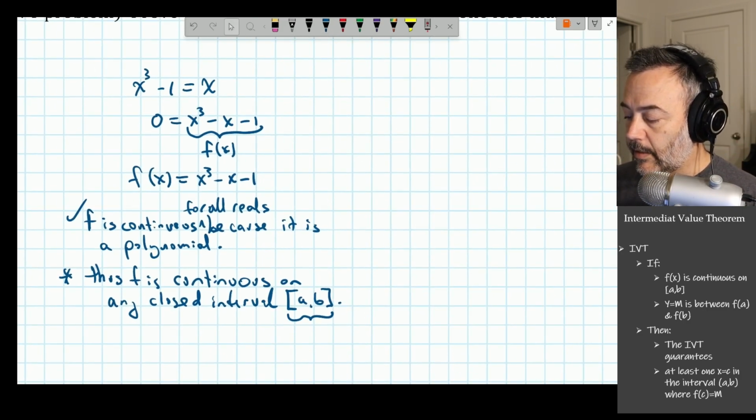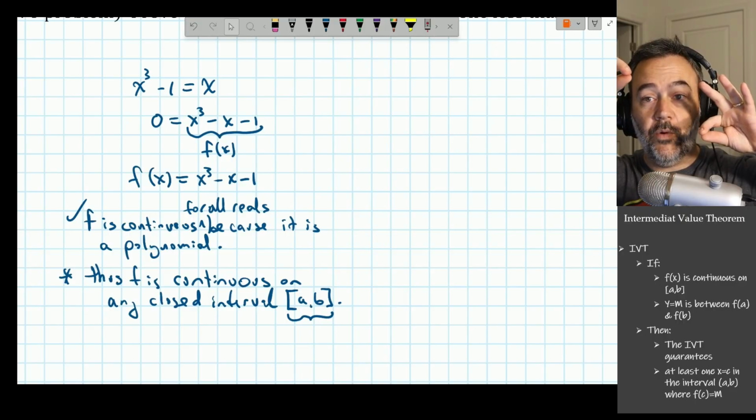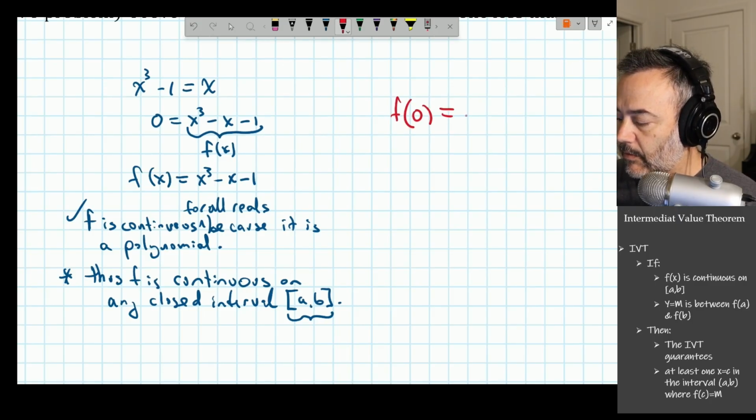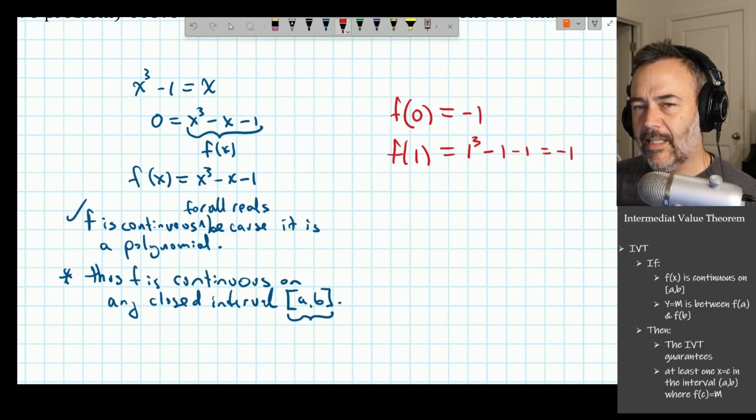Next, I need to find an input value that gives me a negative number and an input value that gives me a positive number. Then there has to be a place where the function equals 0 in between. You could play around with this, but let's just do f of 0. Isn't f of 0 clearly -1? And what is f of 1? F of 1 is 1 cubed minus 1 minus 1. 1 cubed is 1, minus 1 minus 1, that's -1. So that's still negative.